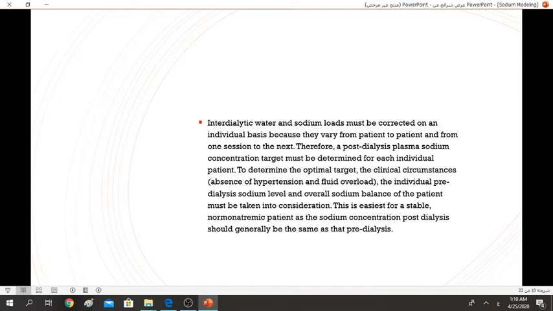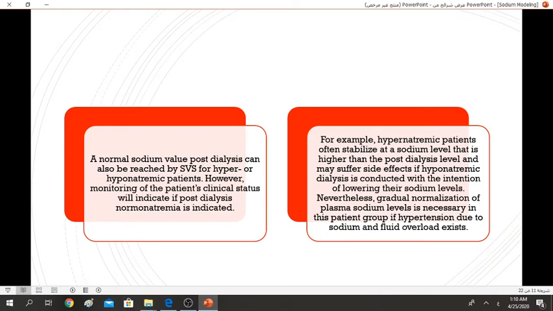This is easiest for a stable normonatremic patient, as the sodium concentration post-dialysis should generally be the same as the pre-dialysis. A normal sodium value post-dialysis can also be reached by sodium variation system for hyper or hyponatremic patients. However, monitoring of the patient's clinical status will indicate if post-dialysis normonatremia is indicated.